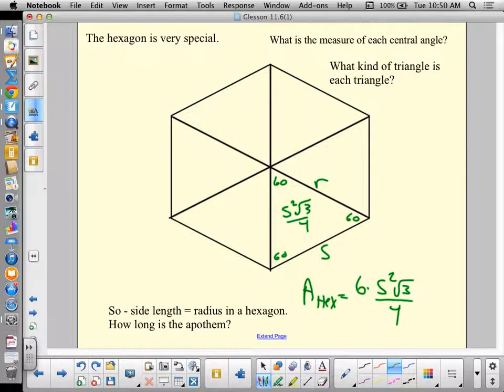So equilateral triangles, squares, and hexagons are special polygons that are pretty easy to work with and do not require trig. All other polygons, pentagons, septagons, octagons, decagons, dodecagons, 23-gons, stuff like that, will all require trig.